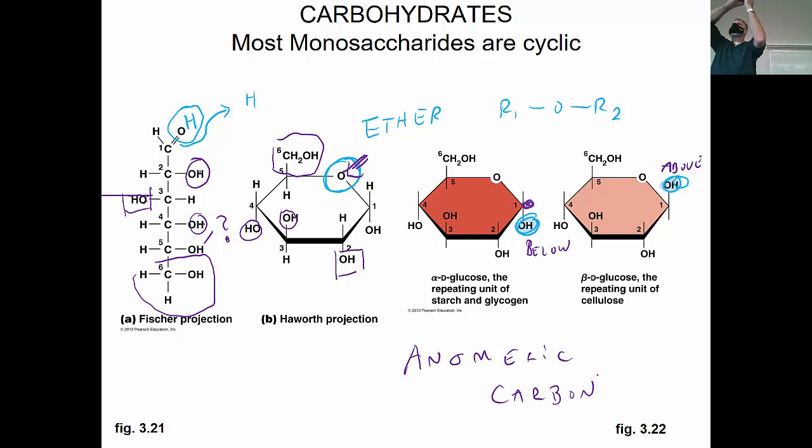So we get this attack. Then our oxygen goes looking for a hydrogen. When it gets it, it either breaks above or below the plane of the ring. All right, if it's above, we call it beta. Below, we call it alpha.